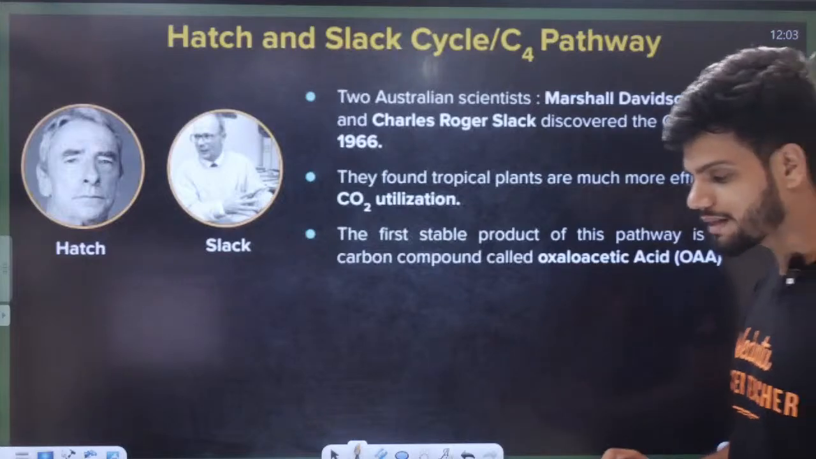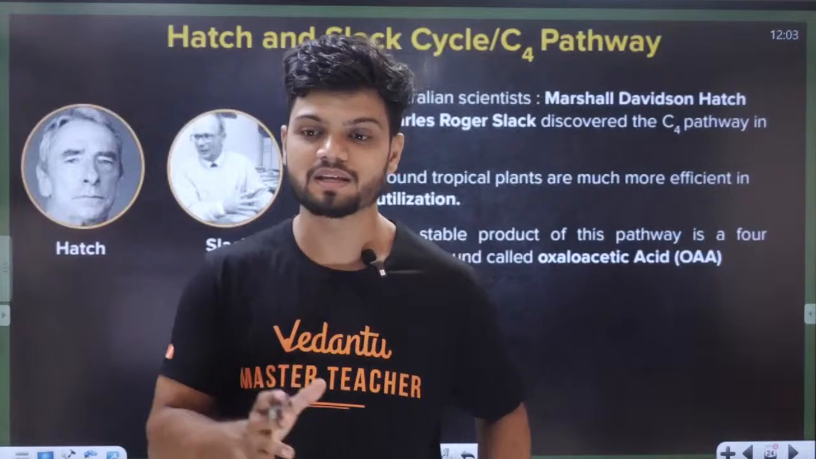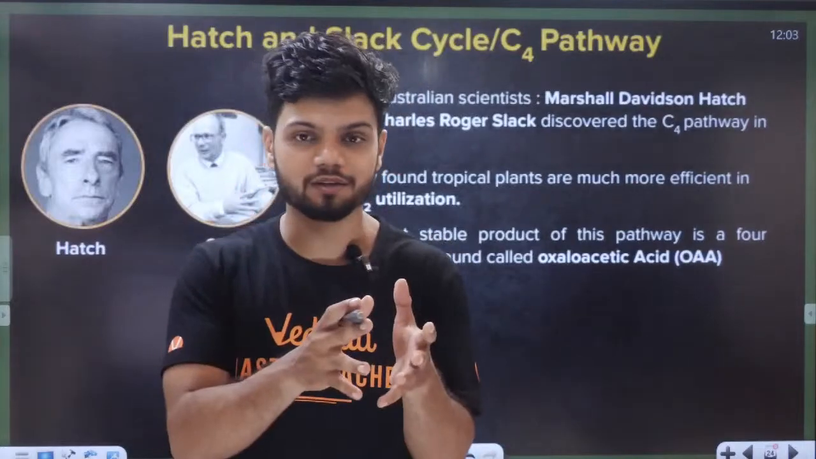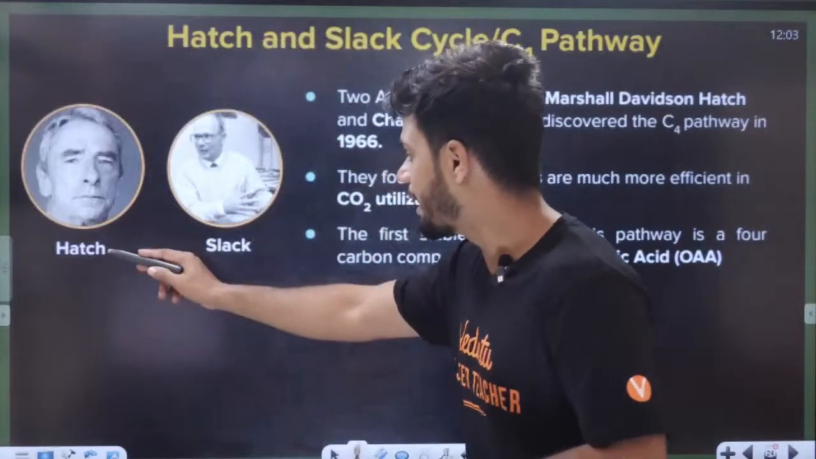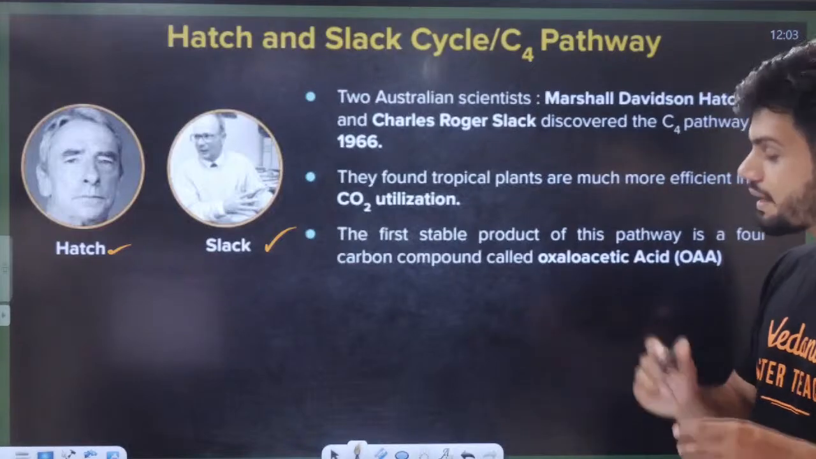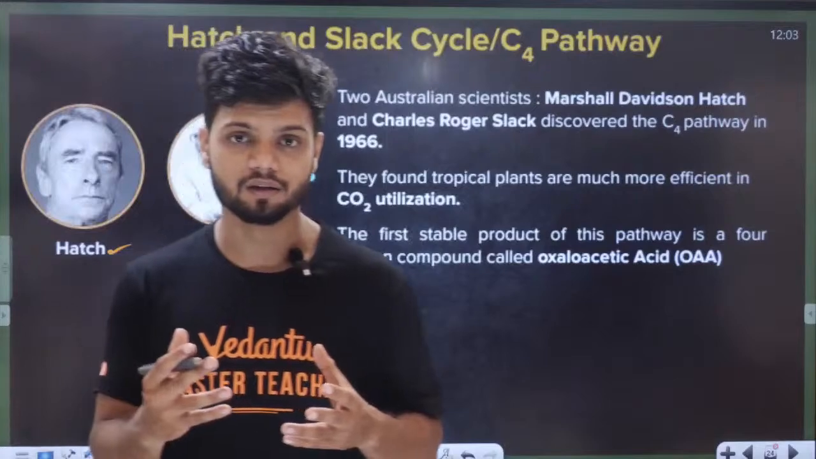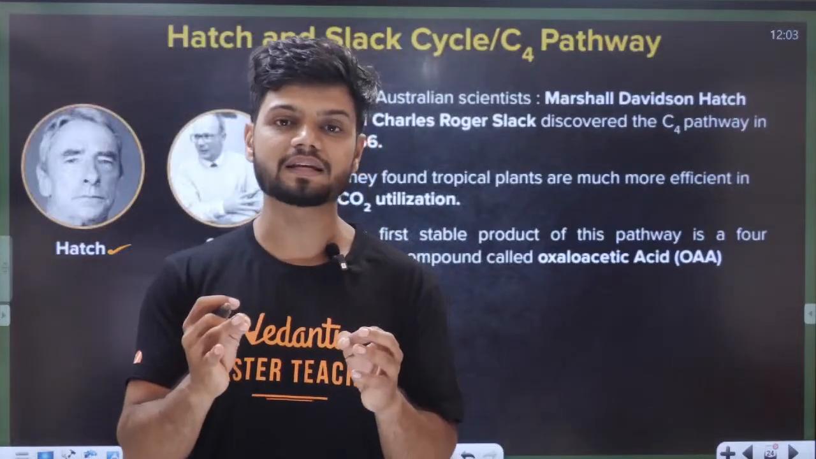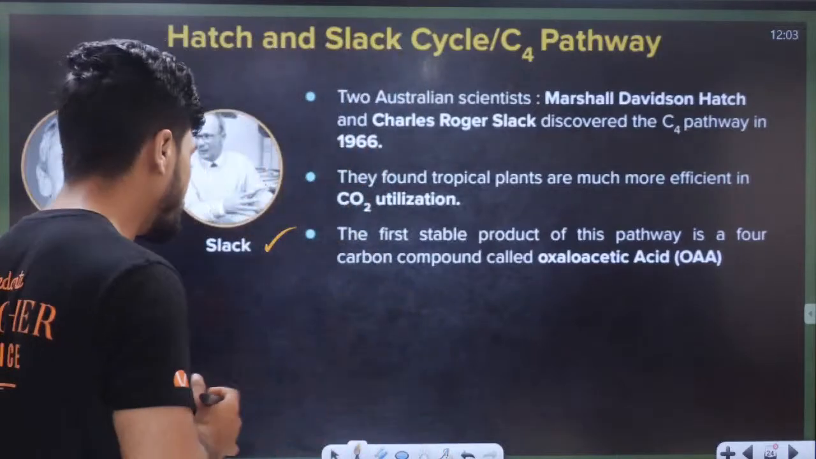Now, students, you need to understand this C4 cycle is also called the Hatch and Slack pathway. Why? Because they were the scientists who discovered it. And this Hatch and Slack pathway, also called the C4 cycle, mainly happens in tropical plants.